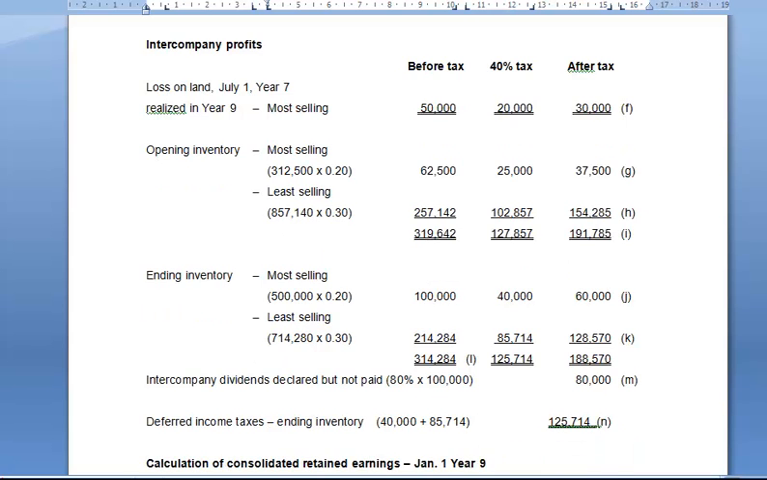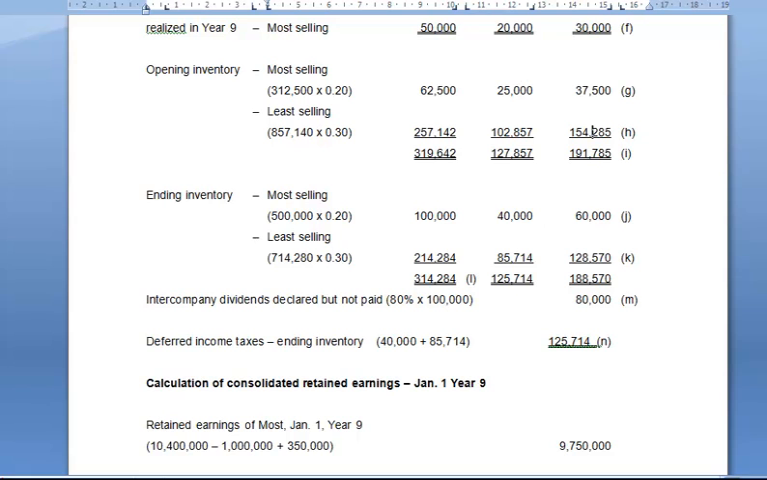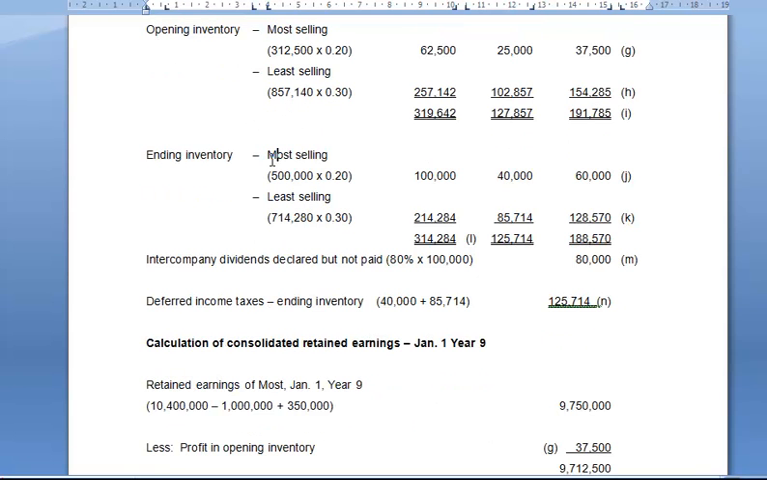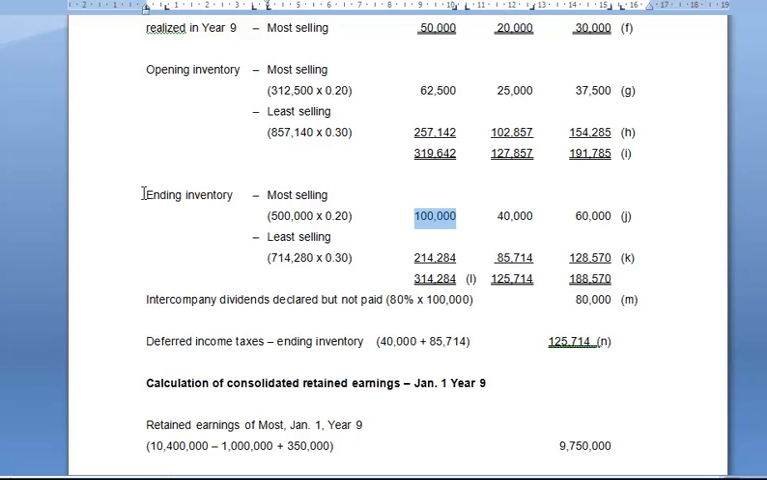Now, we also have to look at the impact that intercompany transactions would have that occurred during year 9. In other words, any intercompany sales between Most and Leased in year 9. And we know that when Most sold to Leased, Leased had from the current year 9 sale $500,000 less. At a 20% profit, which is what Most charges Leased, that means that there's $100,000 in profit sitting in income this year.